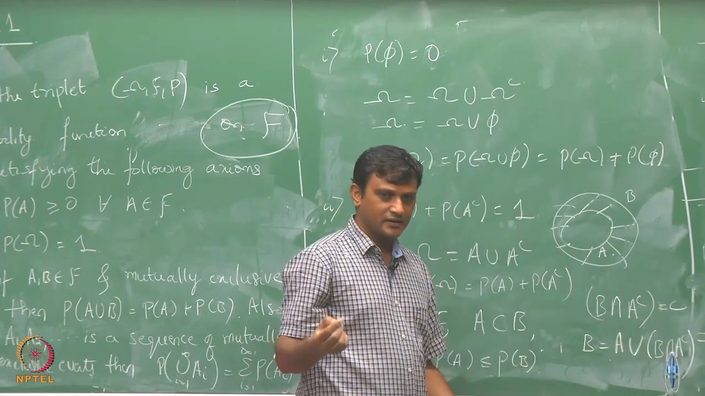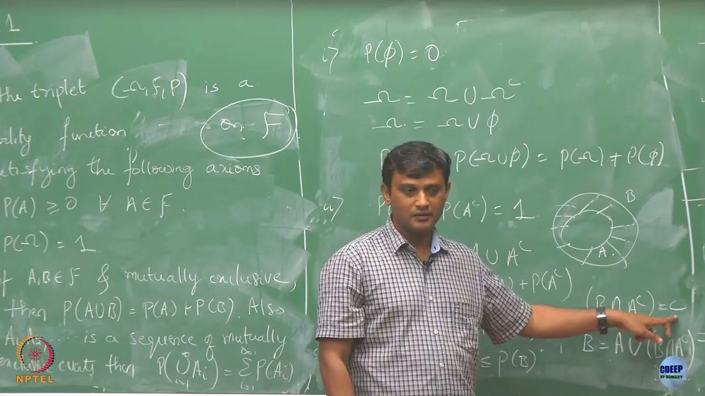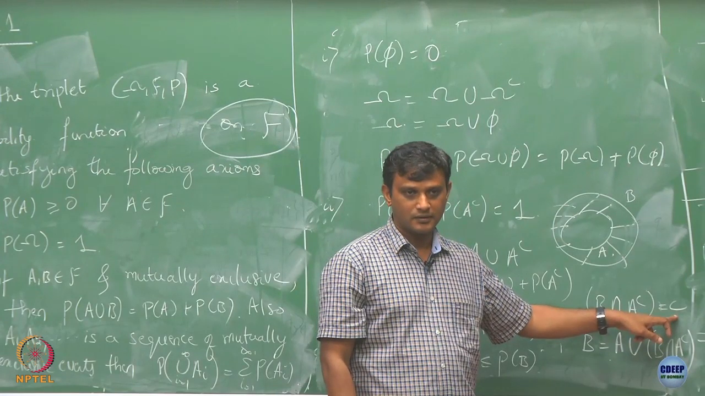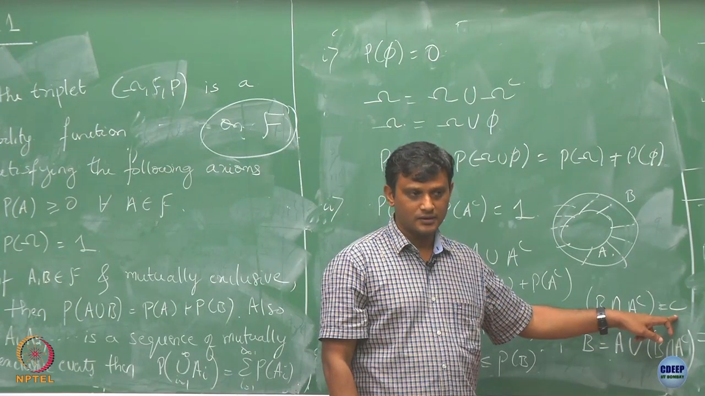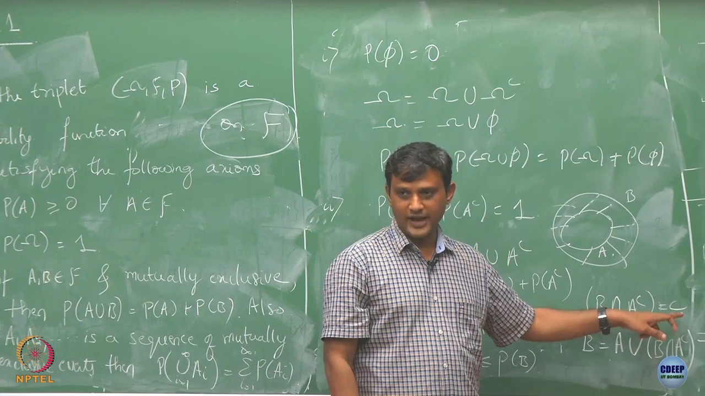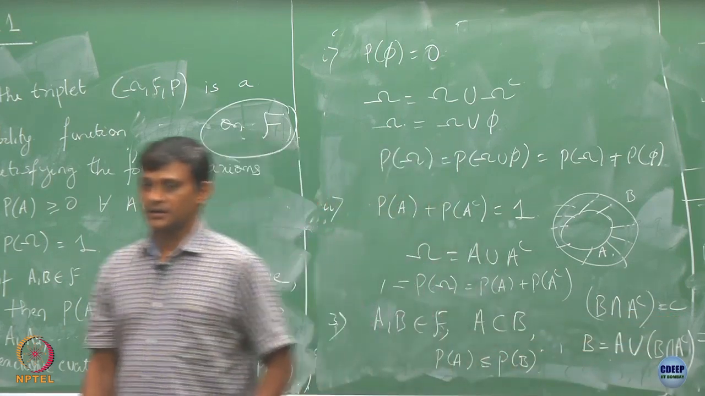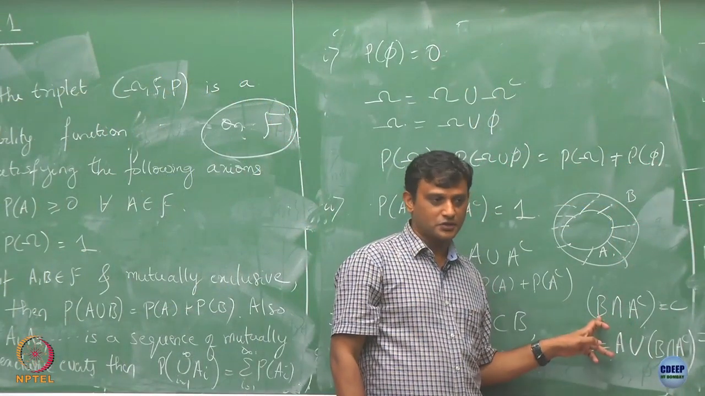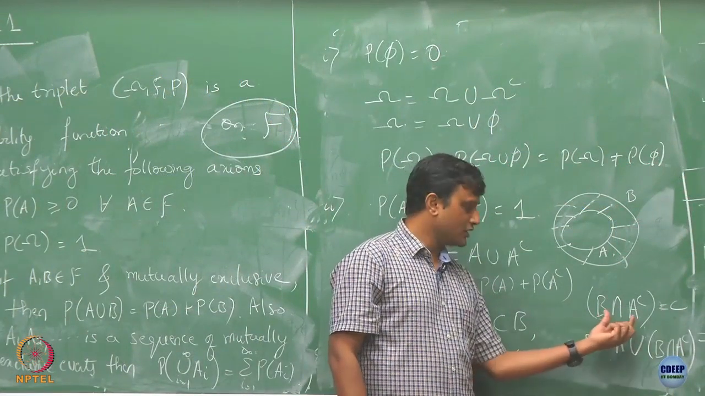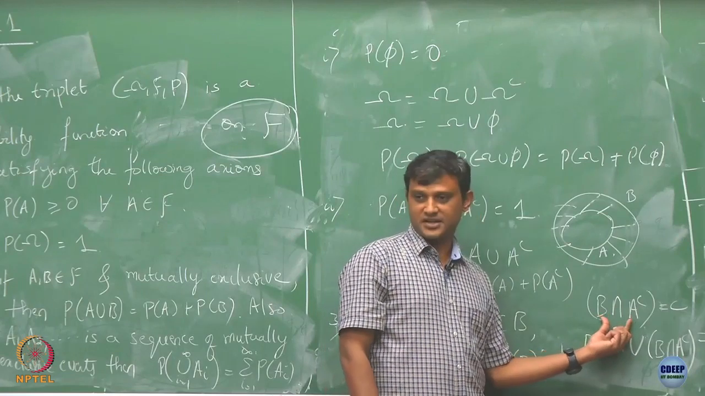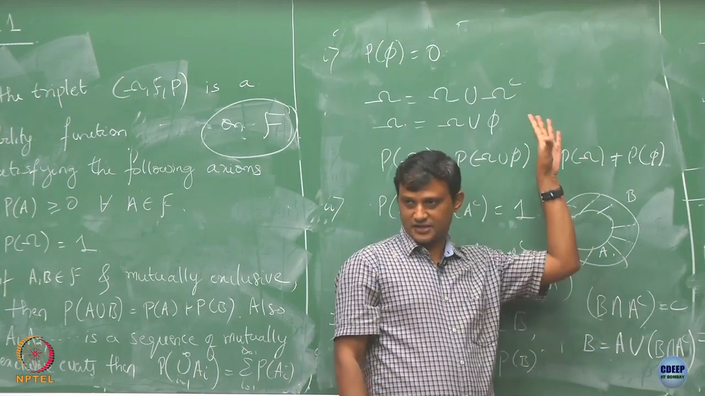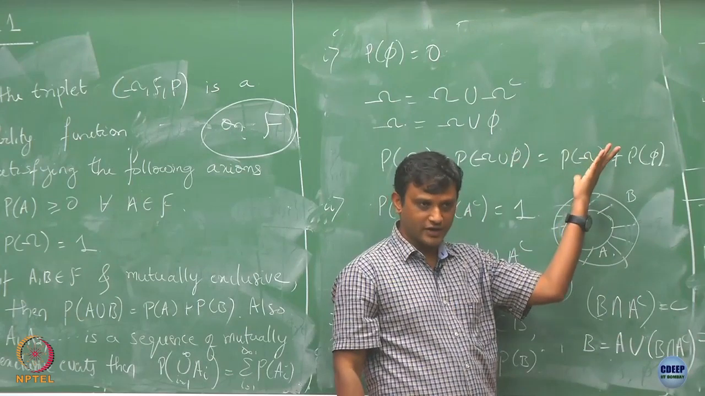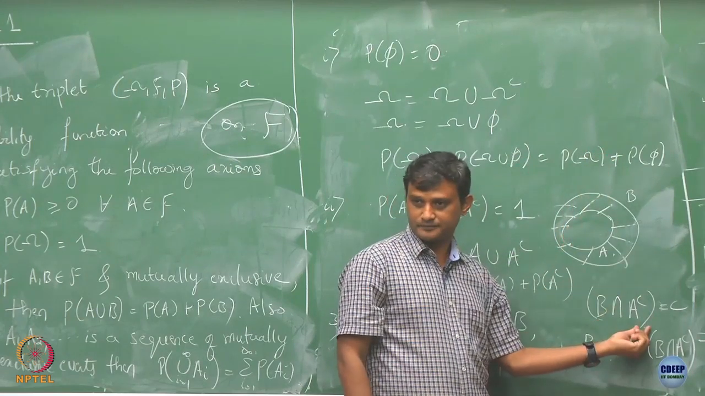Now let's call this C, some set, right? Does C belong to F? Why? Two things that belong to F. I assumed A belongs to F, so A complement belongs to F. I assumed B belongs to F, so both of these belong to F, so this intersection belongs to F. I said the intersection of two elements belonging to F also belongs to F, right? So this C belongs to F.